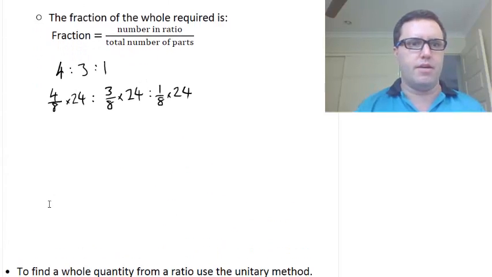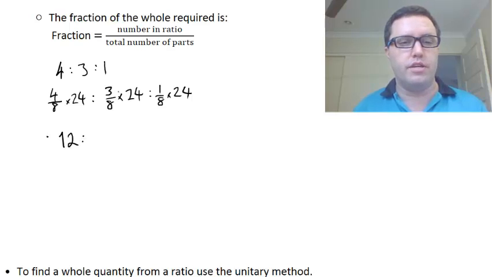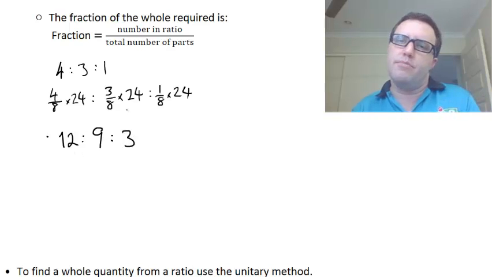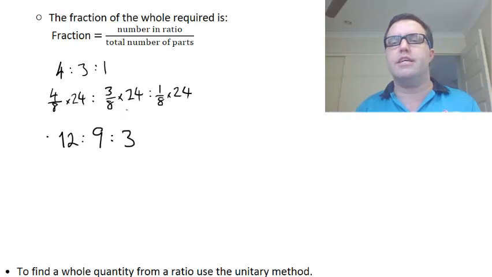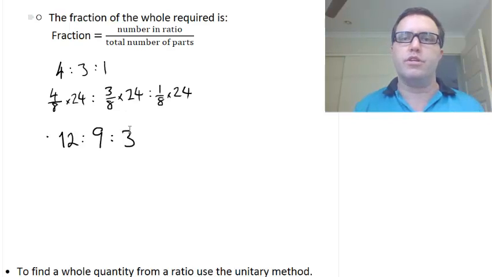4/8 is the same as a half, so the first one's going to be 12. 3 times 24 is 72, divided by 8 is 9, and 1/8 of 24 is 3. So 12 is to 9 is to 3. That's a reasonably quick way of going about it. It's not really much different to the other way, but it's another method you can use to solve these ratio problems. You're quite welcome to go with whichever way makes the most sense for you.